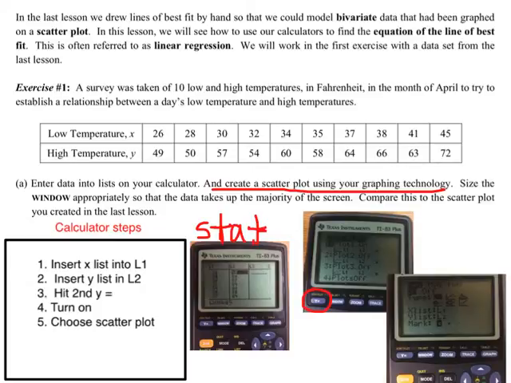Then I want to turn on my scatter plot. At the original, it's going to be in the off position. You want to arrow over and hit enter. So I want to turn it on. Then I want to choose scatter plot. As you can see right here, there's a line graph, there's a histogram, and there's box and whiskers. I want to make sure that the first one is identified. Then I want to make sure that my X list is L1 and my Y list is L2, just like I said here in my directions. And then go ahead and hit enter.